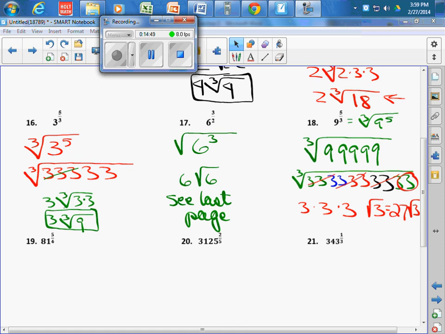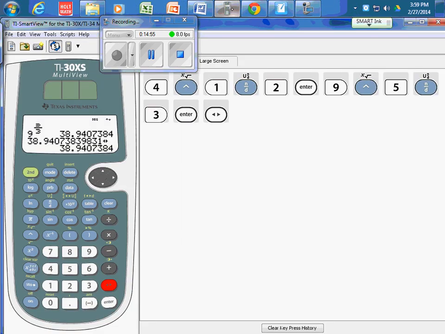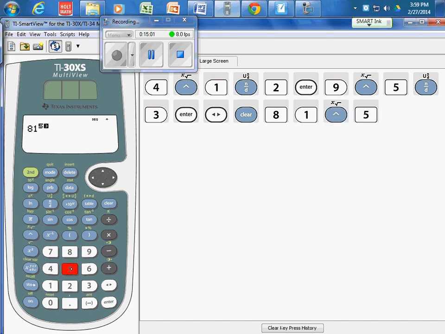And actually, sometimes you can just plug these into your calculators. What's 81 to the 5/4 power? Let's see if it works. Let's clear all this out. 81 to the 5/4. We're going to take 81 and raise it to the 5/4 power. Oh, look at that, 243.